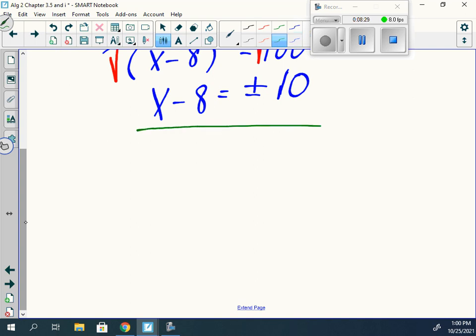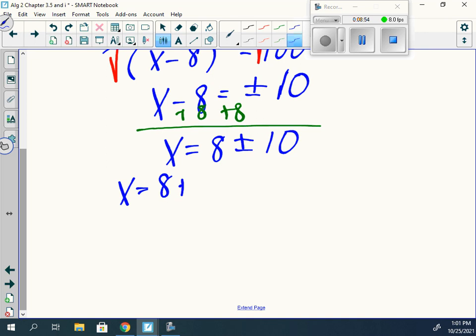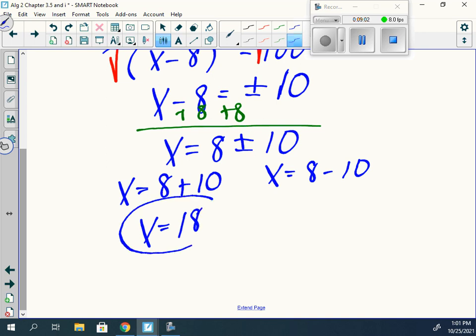What would we do next? Add 8 to both sides, which will tell me that x is equal to 8 plus or minus 10. Now at this point here, can I do 8 plus 10 or 8 minus 10? Well, yeah, we can add and subtract those, so we'll need to. So we can say that we have x is equal to 8 plus 10, and x is equal to 8 minus 10. Well, 8 plus 10 is 18. 8 minus 10 is negative 2. So those are our solutions.